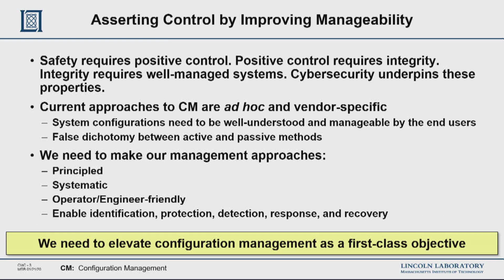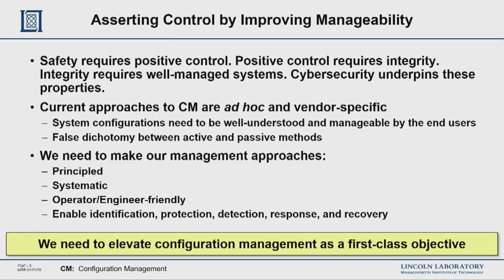So the statement we want to make is that I think we need to reassert control over our control systems by improving their manageability. So safety is property number one of these systems, and safety requires positive control. Now, what does positive control mean? Positive control means you understand what state your system is in now, you understand maybe what state it should be in, and if there's a delta, you can safely control it from one to the desired state.